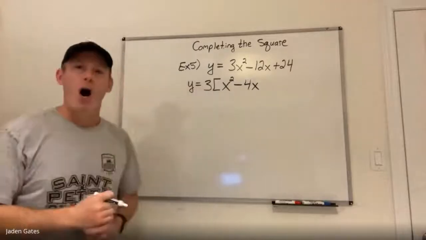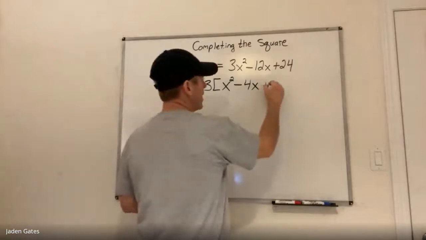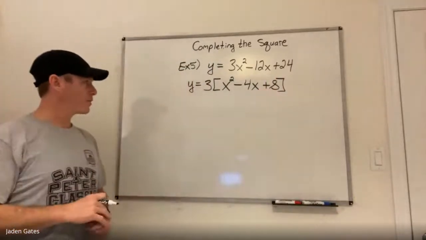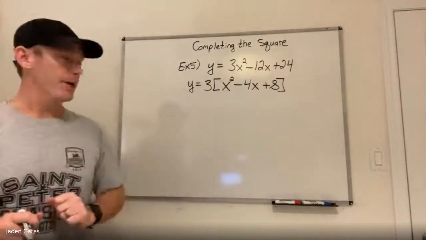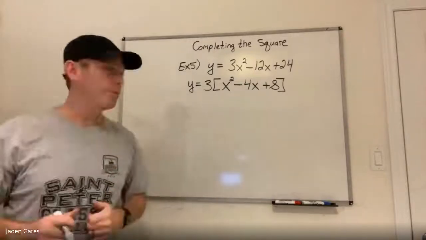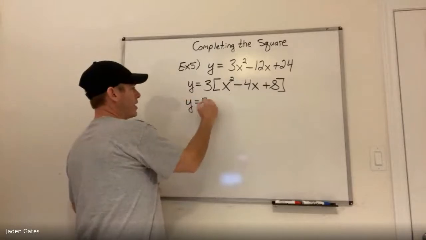And then I take that positive 24 and divide it by 3, and I get an 8. So there we go, I just took out the 3. Again, that means I divided every single term by 3. Now, inside these square brackets here, I'm going to complete the square. All right, so I got y equals 3. Just going to forget about it for now.